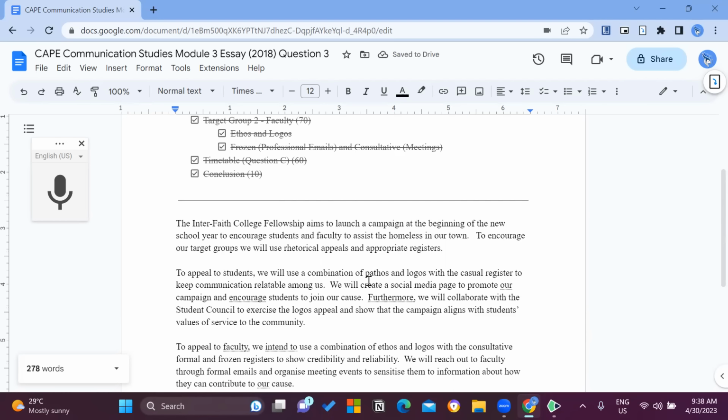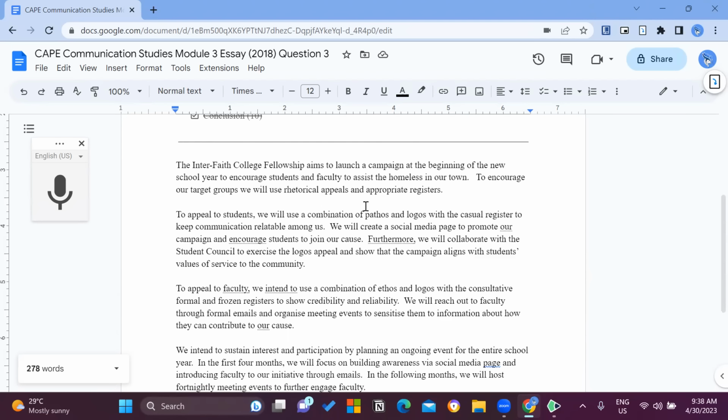So the Interfaith College Fellowship aims to launch a campaign at the beginning of the new school year to encourage students and faculty to assist the homeless in our town. To encourage our target groups, we will use rhetorical appeals and appropriate registers. To appeal to students, we will use a combination of pathos and logos with the casual register to keep communication relatable among us. We will create a social media page to promote our campaign and encourage students to join our cause.